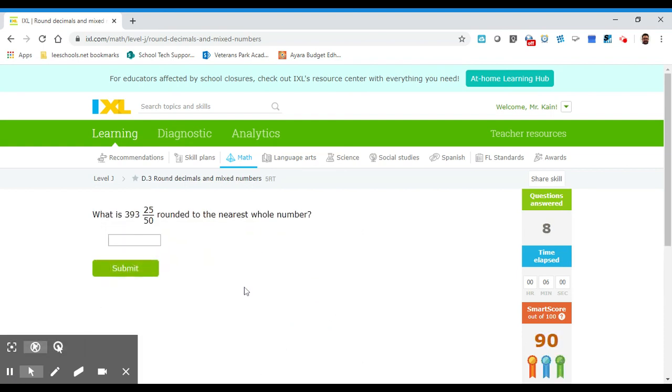All right, we're going to do one more. Last one. What is 393 and 25/50ths rounded to the nearest whole number? Whole number means ones place. So we look at 25/50ths. Is this a half fraction or more? It is. 25 is half of 50. So we're going to bump this 3 to a 4. And our final answer is going to be 394.